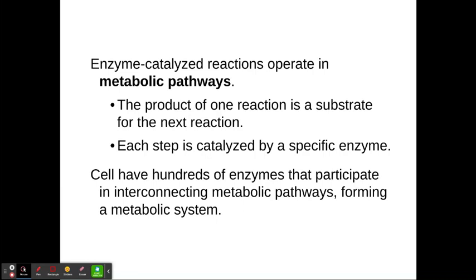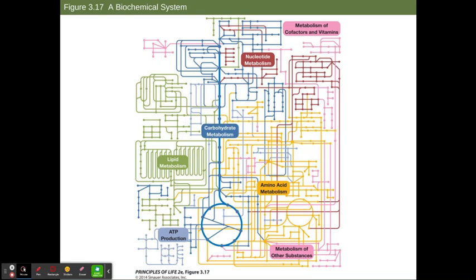These are very, very complex. These are not one step and it's done. Cells have hundreds of enzymes that participate in interconnecting metabolic pathways, forming a metabolic system. Now, figure 3-17 on page 53 in your text gives a metabolic system that we see here.